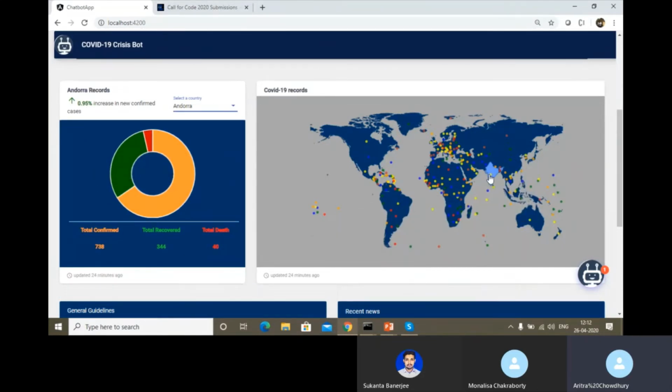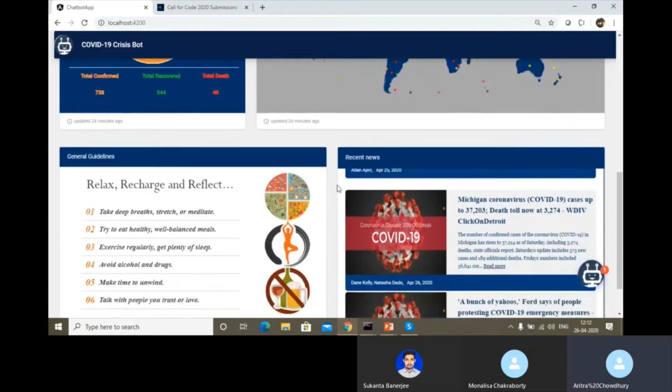So this is the virtual map representation, the graphical map representation. If I hover over India, I can see that today the confirmed cases is around 26,283. If I hover around the United States of America, it's around 37,000. And you can see the total recovered and the total deaths as well for the respective countries.